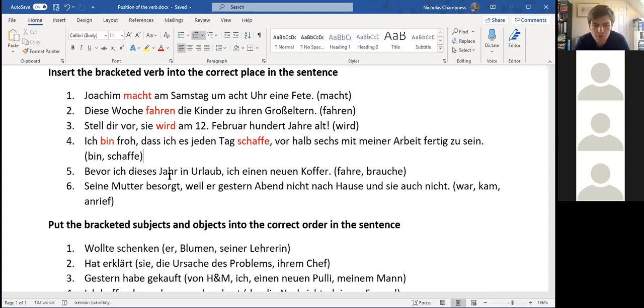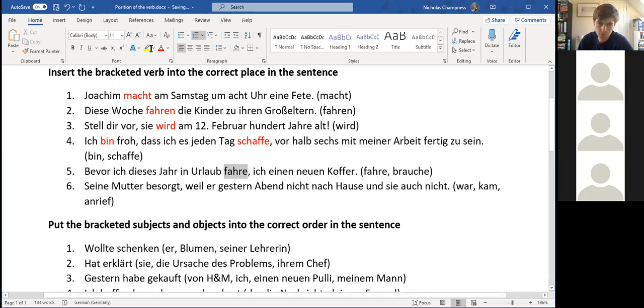The bit of knowledge that you're missing is that bevor is a subordinating conjunction. So bevor ich dieses Jahr in Urlaub fahre, the verb goes to the end. This is an example of the rule that I told Alex about earlier: verb, comma, verb. So then you have to do the brauche ich. Yeah, perfect.